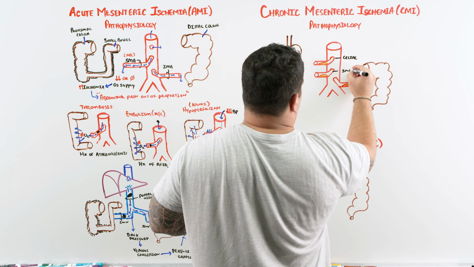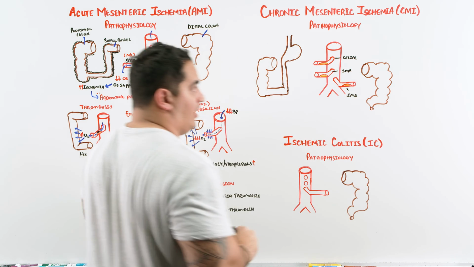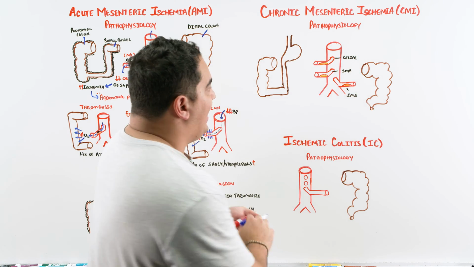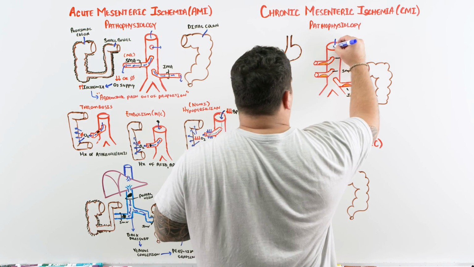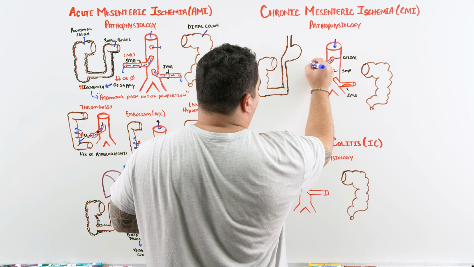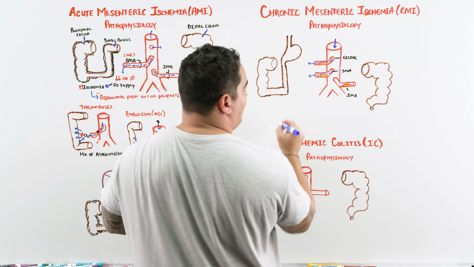This one here is your superior mesenteric artery. And this one here is called your inferior mesenteric artery. So what happens in chronic mesenteric ischemia is that these patients have blood coming through their aorta, but the problem is they have these plaques. They have pretty profound atherosclerotic plaques within these vessels.